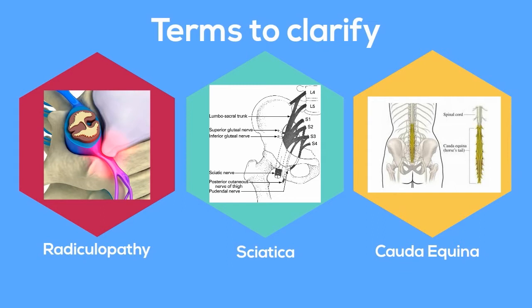Cauda equina syndrome is the loss of bowel and bladder control and numbness in the groin associated with weakness of the lower extremities. It can be caused by abnormal pressure on the bottommost portion of the spinal canal and spinal nerve roots.